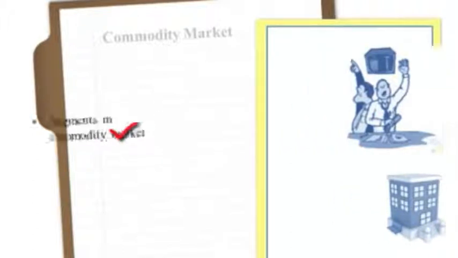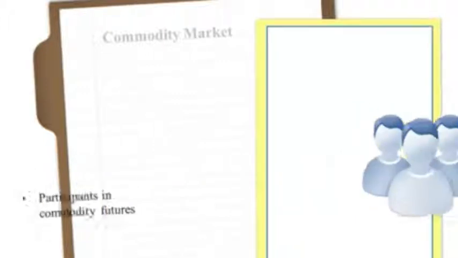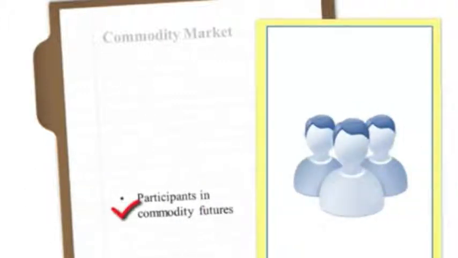We will understand the concept of derivatives in commodities. After this, we'll look at the various participants in commodity futures. With this, we'll end our first part of the course. And the second part of our learning will focus on commodity trading.